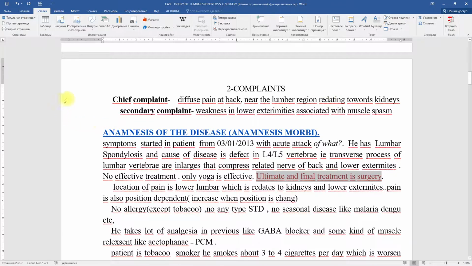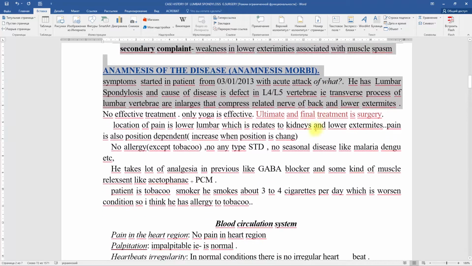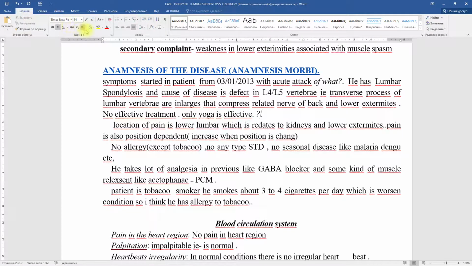Once again, from these lines, everything you know is that this patient developed pain at his back, and also he has weakness in lower extremities. That's everything you know about his disease at that point. How can you tell that the ultimate treatment is surgery? This is crucially incorrect.